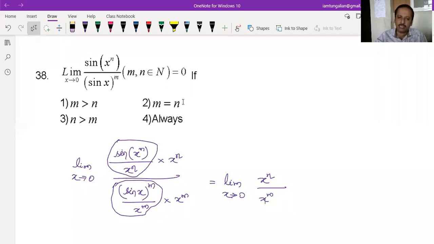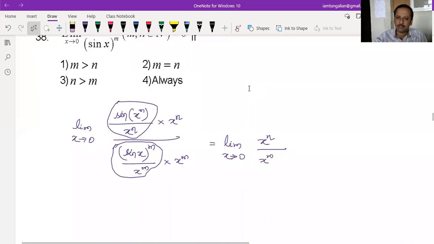And then only it will be equal to 0. Okay. So how is it possible? I'll take some examples. I will explore all the possibilities by giving different values for m and n. So I want to explore the first option.